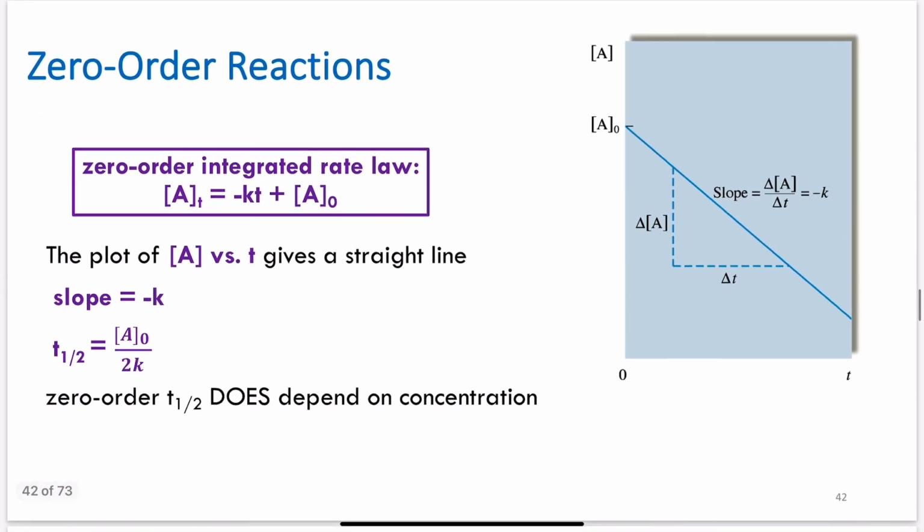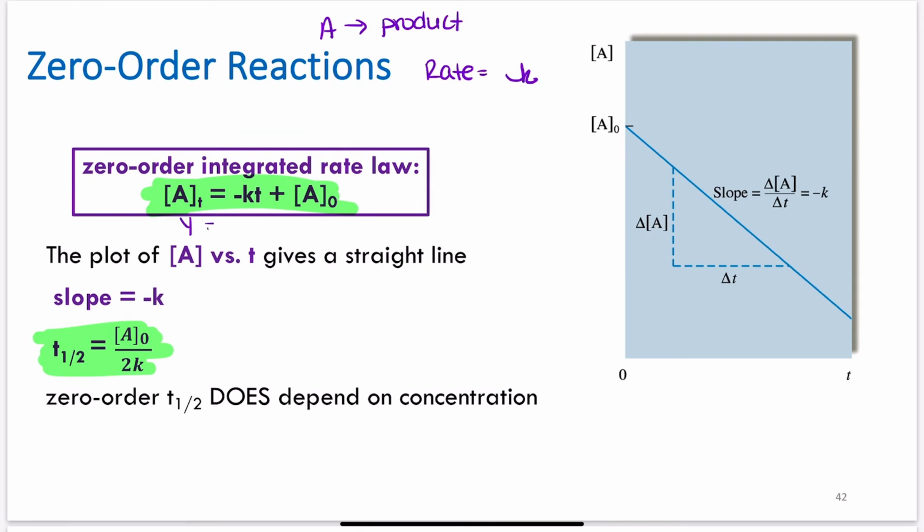We also have the zero order integrated rate law. You need to know this equation. The plot of the concentration of A versus time gives a straight line. What does zero order mean? Zero order means A going to product, where if I double the concentration of A, the rate remains unchanged. If I halve the concentration of A, the rate remains unchanged. If I quadruple the concentration of A, the rate remains unchanged. The rate law here is just rate is equal to k.